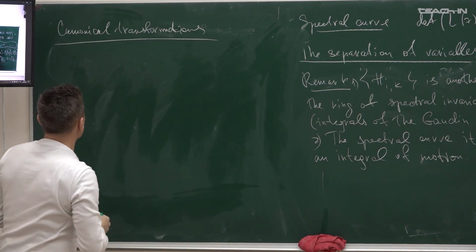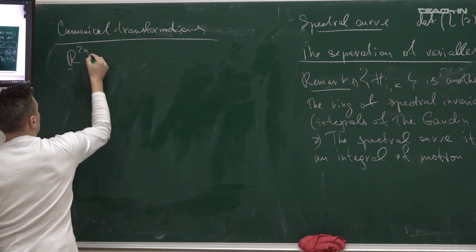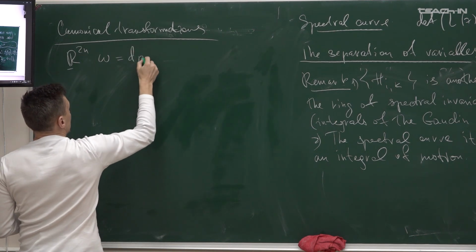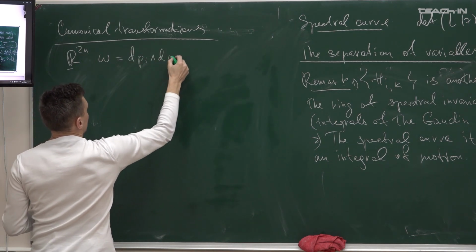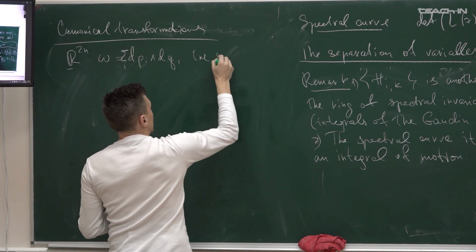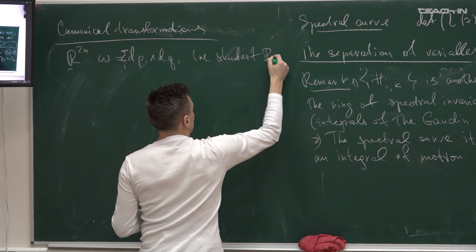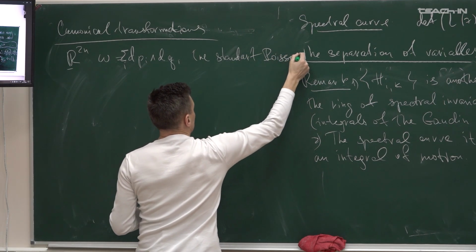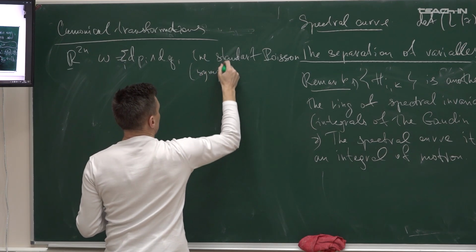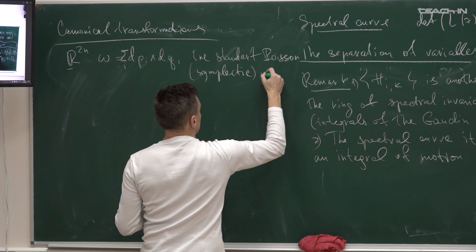Let us remind what is the standard Poisson bracket, sum of dp_i dq_i, the standard Poisson and symplectic variety.